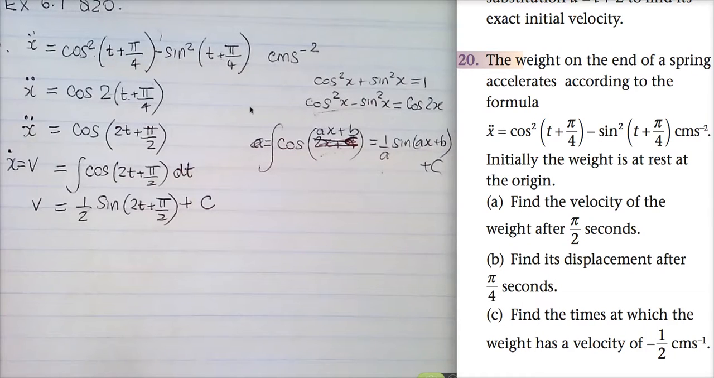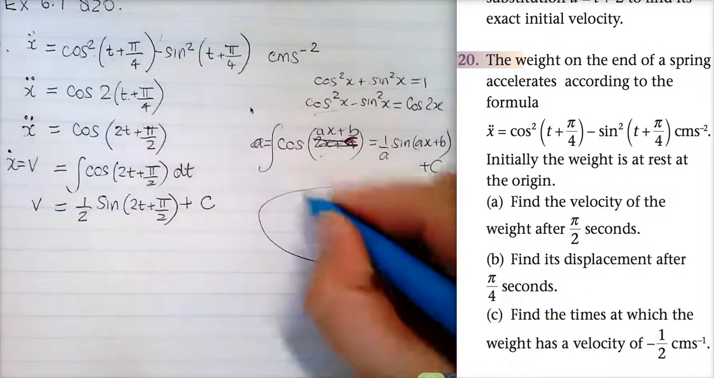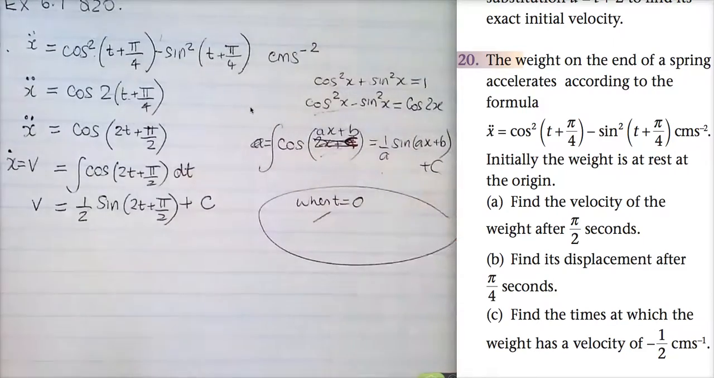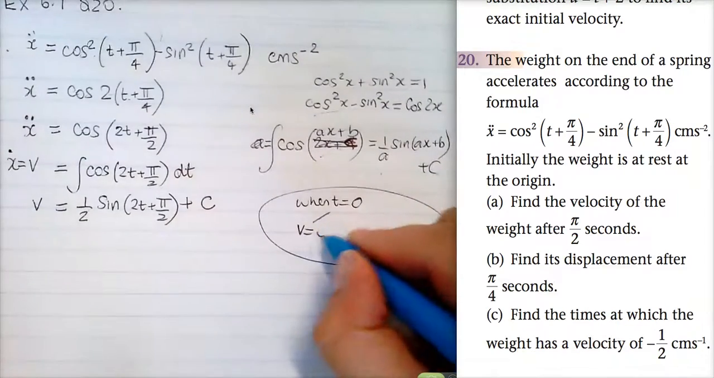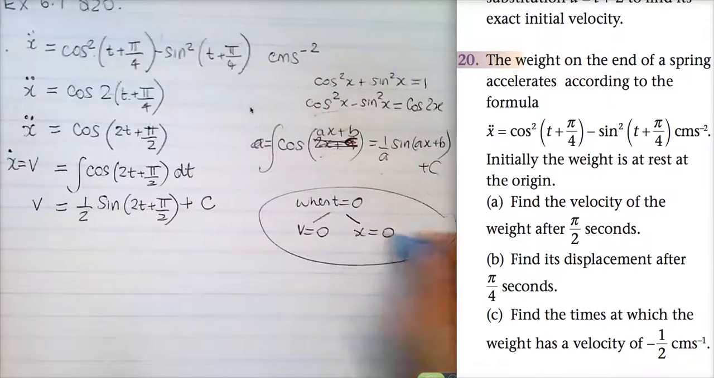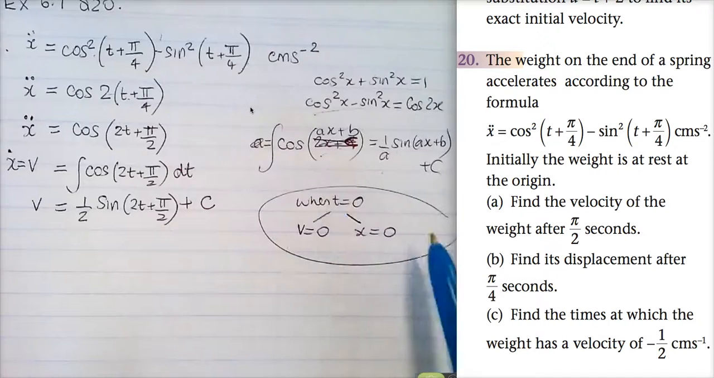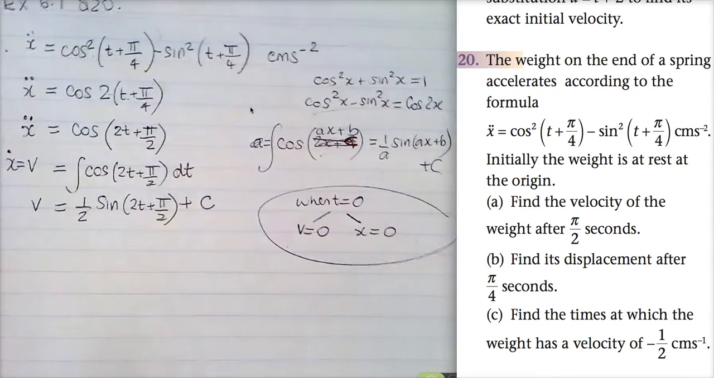Initially, the weight is at rest, at the origin. I did not write this before, but initially, when t equals 0, we know two things. Initially, the particle is at rest and at the origin. So we've got when t is 0, v is 0. When t is 0, x is 0. Okay, do you know what to do now? Off you go.